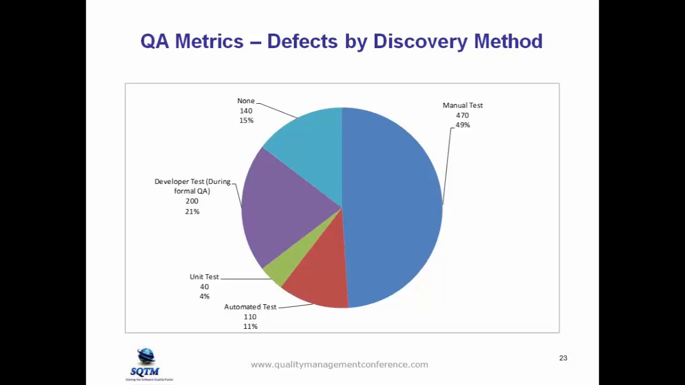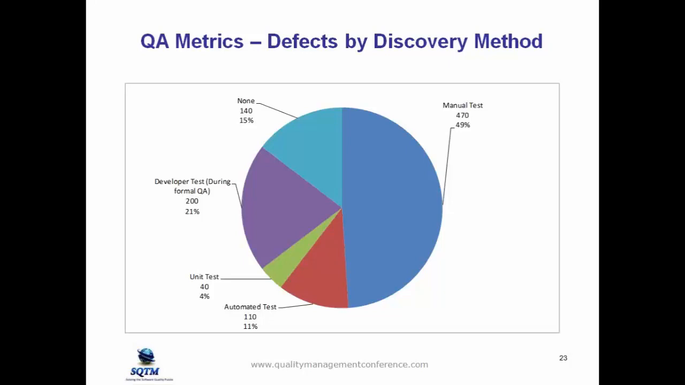And then the last data point I want to talk about on this is the 15% that are none. So how does this happen? Well, this happens when you're using a defect management tool and you've allowed this field, which you might call defect discovery or test method, to be an optional field. So it was an optional field. So when the tester found the defect, they didn't put a value in. So the value was none.